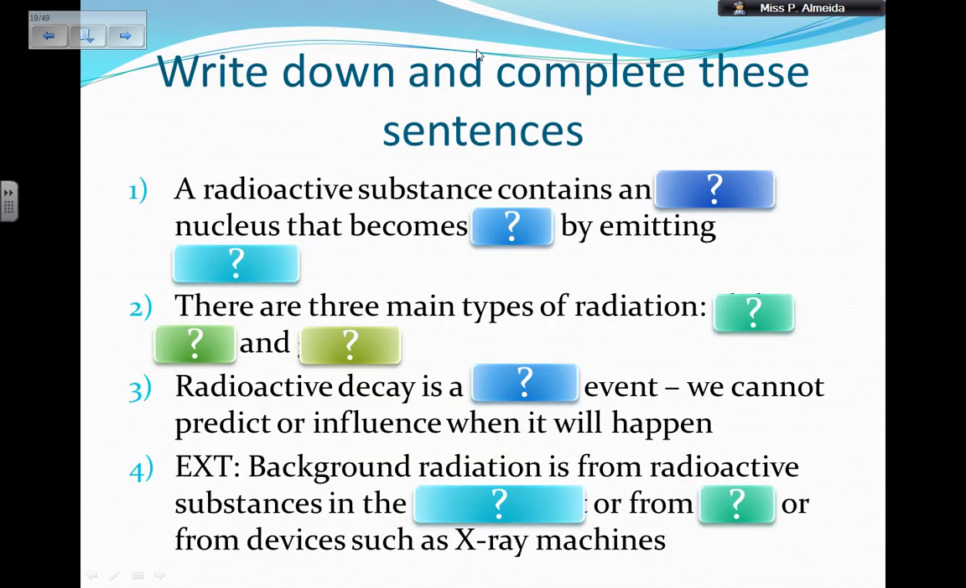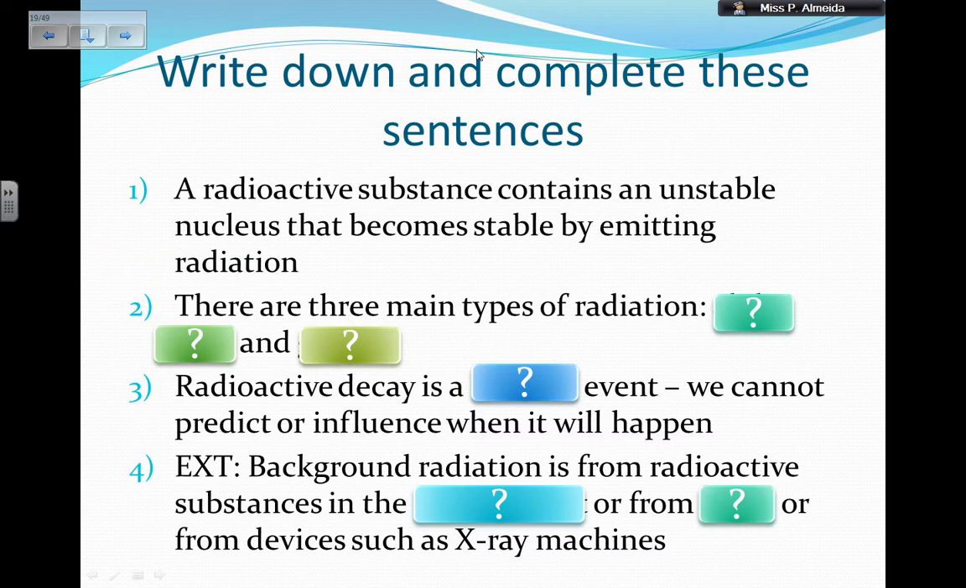So, let's just do a couple of exercises on background radiation. Pause the video if you want to try them first and then see if it's right. Otherwise, here are the answers. A radioactive substance contains an unstable nucleus that becomes stable by emitting radiation. There are three main types of radiation: alpha, beta, and gamma.